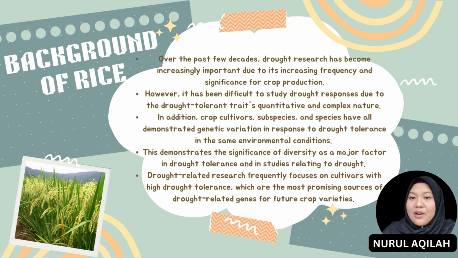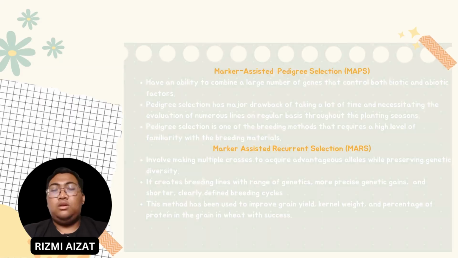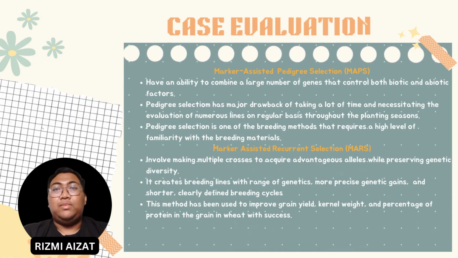In addition, crop cultivar subspecies and species have all demonstrated genetic variation in response to drought tolerance in the same environmental conditions. This demonstrates the significance of diversity as a major factor in drought tolerance and in studies relating to drought. Drought-related research frequently focuses on cultivars with high drought tolerance, which are the most promising sources of drought-related genes for future crop varieties. For case evaluation, we have two methods.